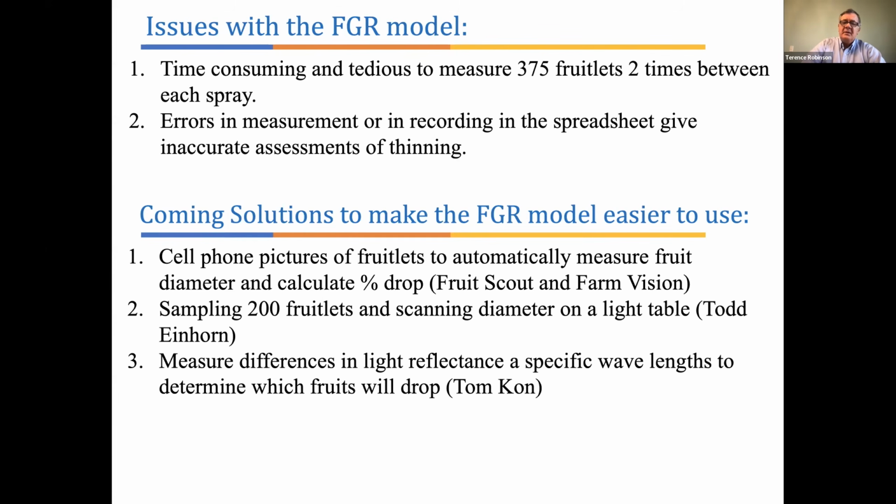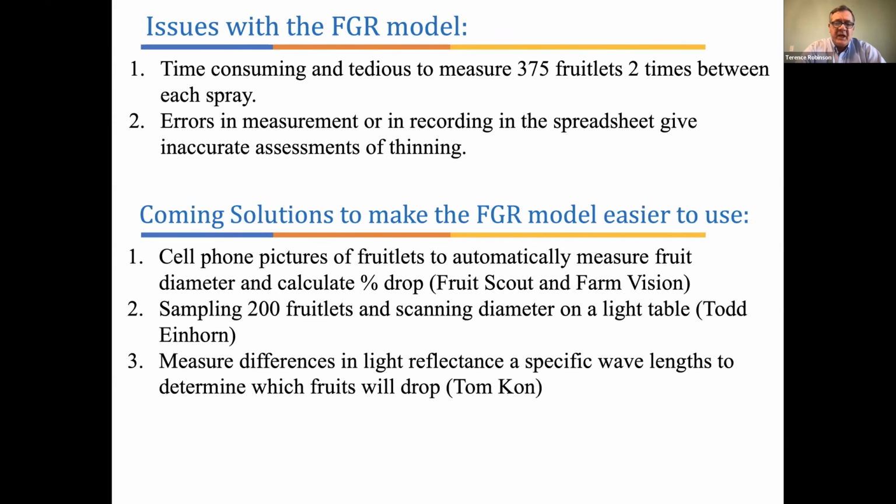The second company, called Farm Vision, uses a slightly different approach in which they take a video going down the row, tree to tree, and they can do that the first time, and then repeat it and match up the fruits and calculate the fruit growth rate.